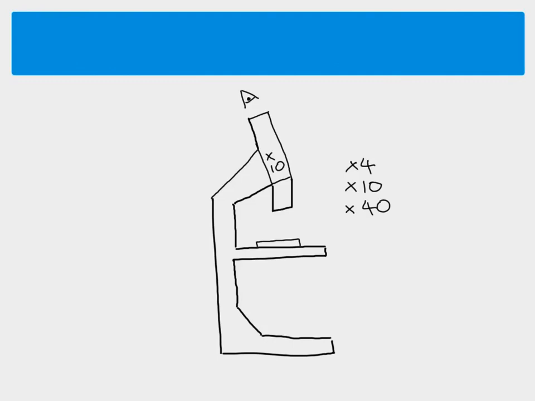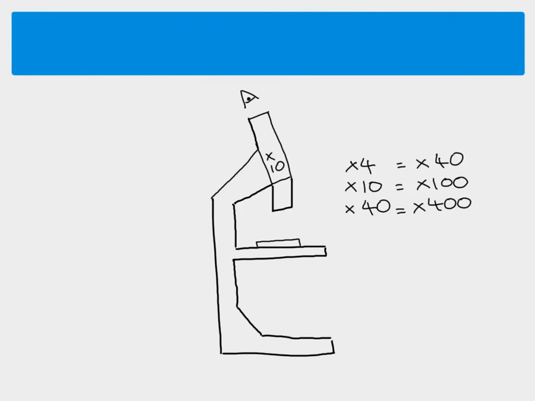When we're working out the total magnification of the image that we're looking at, we have to take into account the eyepiece lens magnification and the objective lens magnification. So if we have a times 4 objective lens, we've got times 4 and times 10, which means times 40. And then we would have times 100 and times 400. So these are the total magnifications when you multiply your times 10 eyepiece lens by whichever one of the objective lenses you're using.